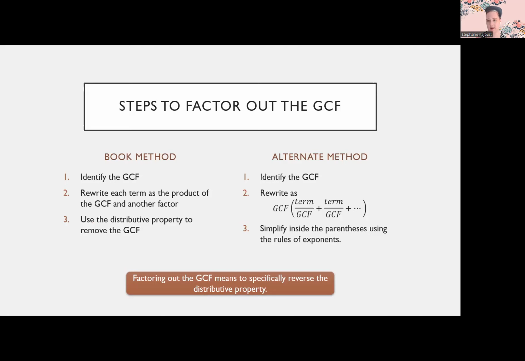It's the second step and the third step that are different. So the second step, from the book, requires you to rewrite each term as the product of your greatest common factor and then something else, basically what's left over, what you need to multiply it back to the original thing. And then you're basically reversing the distributive property.